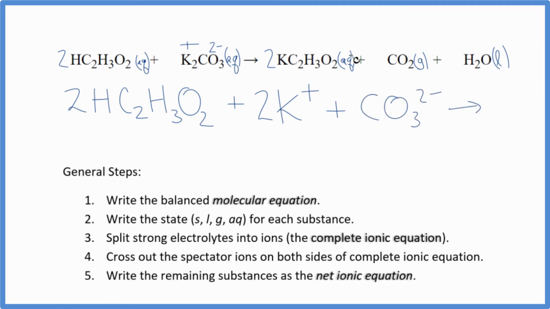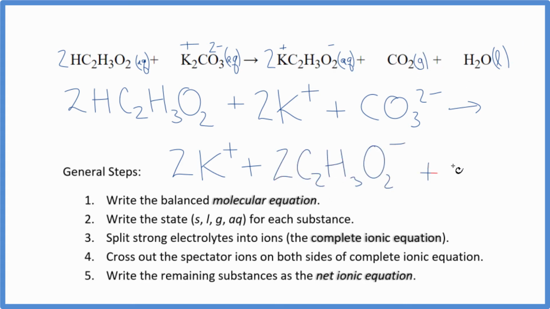In the products, we're going to split this potassium acetate apart because it's aqueous. So we'll have 2 of these potassium ions. The whole acetate ion here, that's 1 minus. Also pretty good to remember. 2 potassium ions, just like in the reactants, plus 2 of the acetate ions. And then we don't split gases and liquids apart in net ionic equations, so we keep those together. And this is what we call the complete ionic equation, sometimes called the total ionic equation.